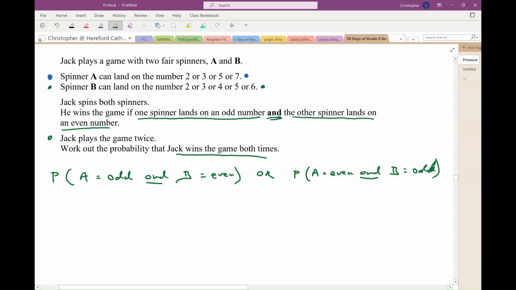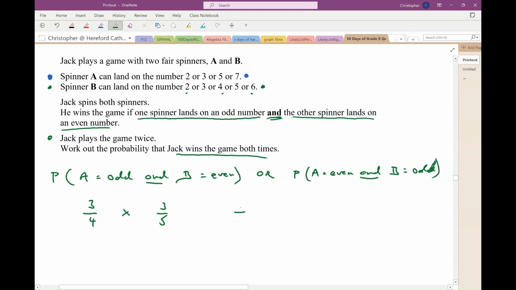Okay, so let's look at the first one here. The probability of A being odd. Well, the probability of A being odd is 3 out of 4. So 3 out of 4 times, and, B being even. Well, the probability of B being even, 1, 2, 3 out of 5, isn't it? 3 out of 5. So that's the probability of A being odd and B being even.